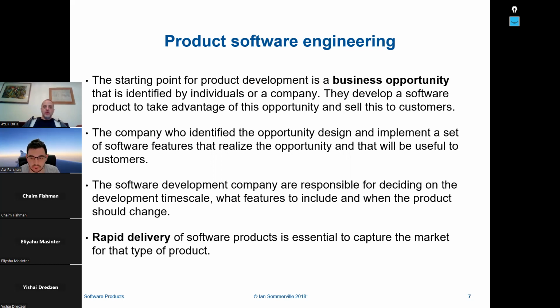So the software company will decide on development timescales, what features to include, what features not to include, and what features to include along the way. In other words, what the first features we're going to have, what later features we're going to add. And he may want rapid delivery for two reasons. One is because he needs to start getting some money. There's no contract. There's nobody offering him any money for the development process. So he wants to put out something quickly. Also to capture the market for that type of product.